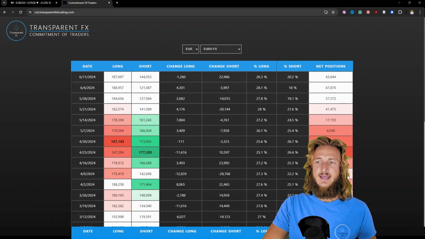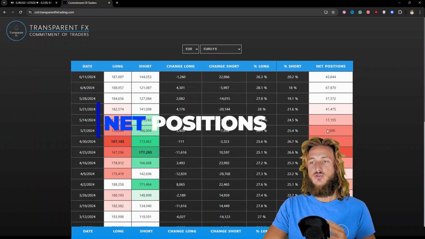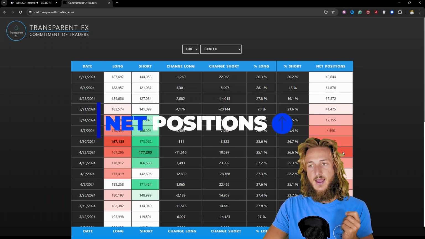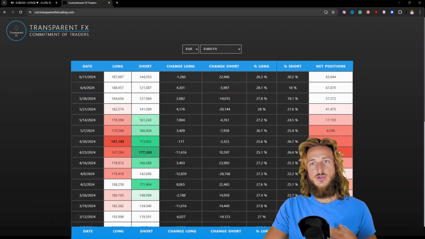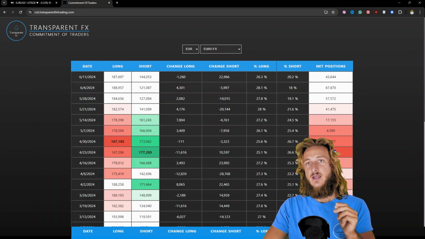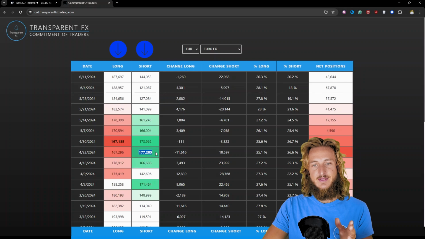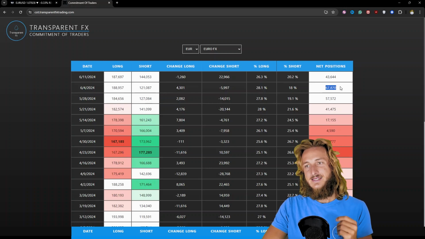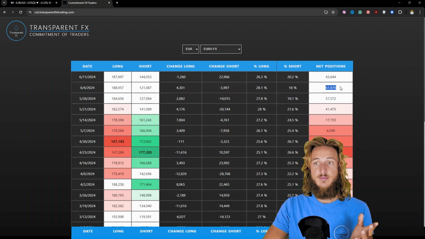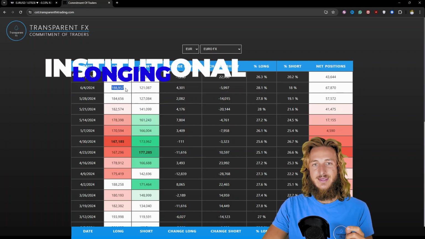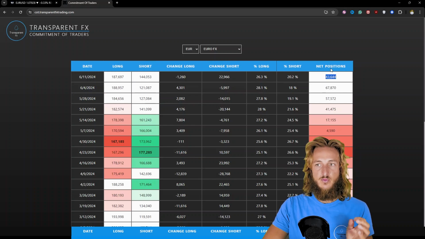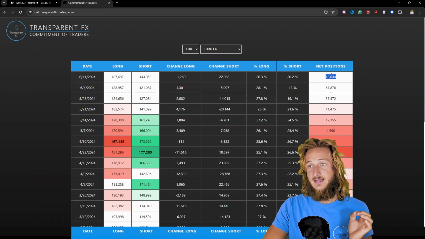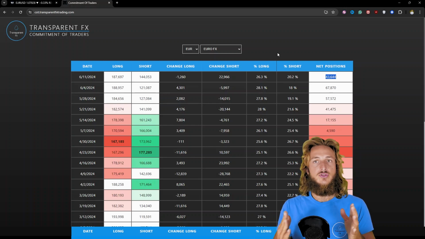Now, what we can see here is that with the last reports, in the long run, institutions were increasing their net positions. We went from having minus 9.9k net positions, a negative net positioning, meaning that institutions had more shorts than longs, with 177.2k shorts compared to only 167.2k longs, all the way up to now having a positive net positioning of plus 67.8k, so way more longs than shorts, 188k longs compared to only 121k shorts. And now, just with the last report, net positions are starting to decrease slightly. So in the long run, institutions are bullish on EURUSD.